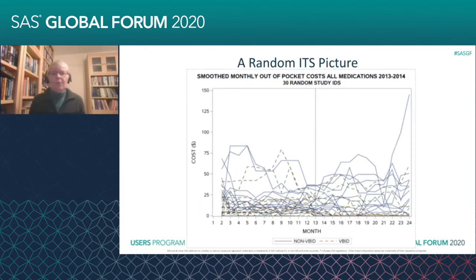So again, it's always useful to take a look at your data in a random sort of way. So I grabbed 30 random study IDs. And for this particular one, we're going to use a slightly smoothed outcome. We're going to look at a 3-month rolling average of medication costs.